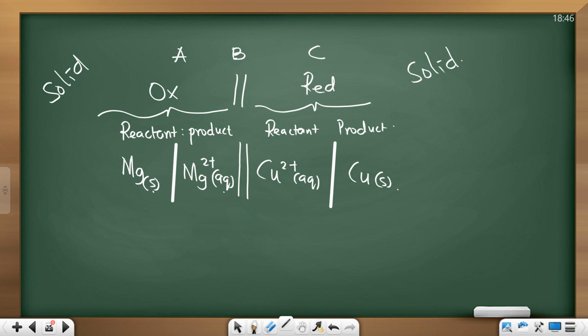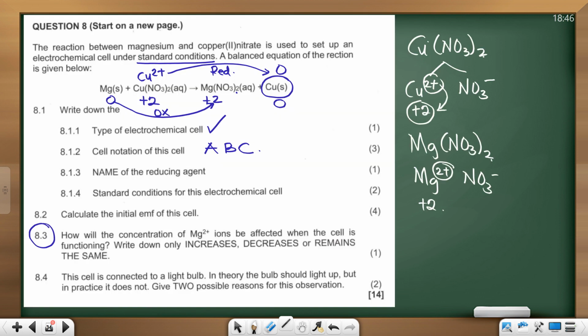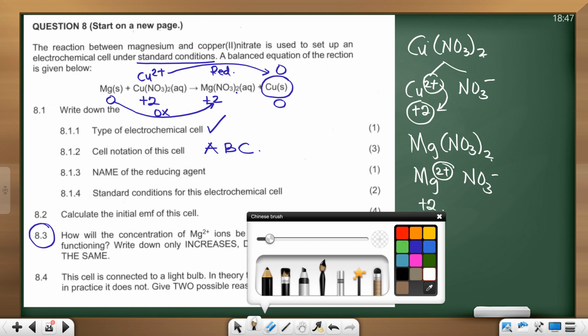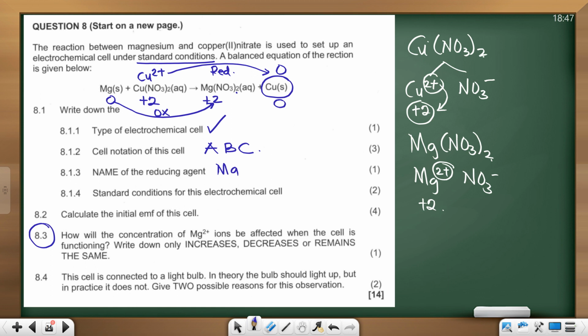Reactants and products. Name of the reducing agent. I taught you. One is oxidized here. You analyze your reaction. You're just going there and copying, going and copying. Where am I? Mg. So guys, we know the standard conditions there.